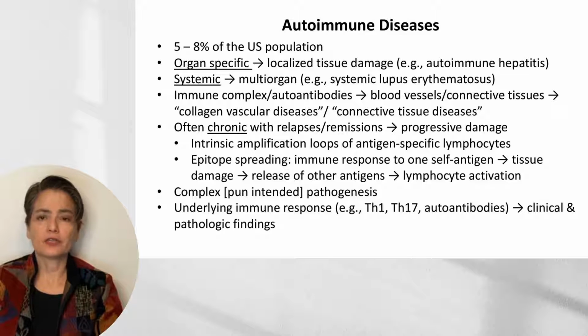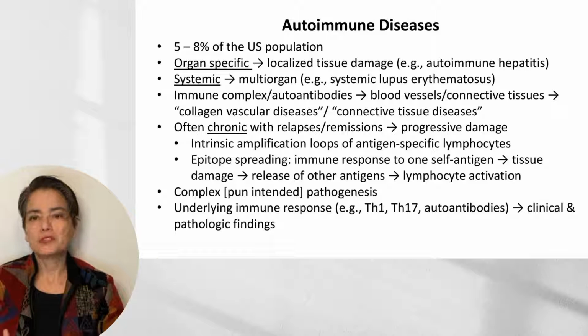Another reason why this is often chronic is because of what is called epitope spreading. So you can have an immune response to one particular self-antigen. When we get subsequent tissue damage, this can cause the release of other antigens. And in this milieu where you have a lot of cytokines and inflammatory mediators, we're going to get lymphocyte activation, and you may get an immune response to another self-antigen. So that's epitope spreading. So autoimmune diseases have a very complex pathogenesis. I say complex, pun intended, because the immune complex is part of the pathogenesis of many autoimmune diseases.